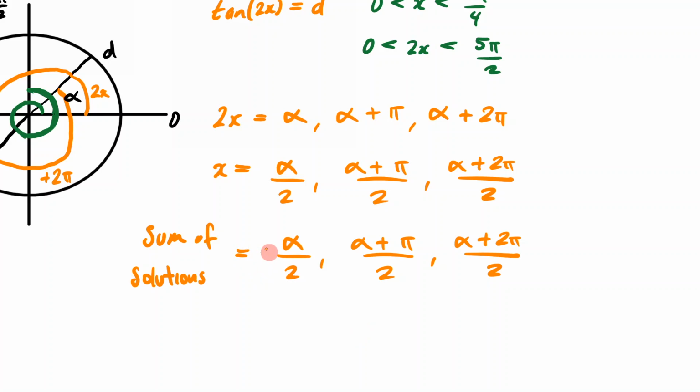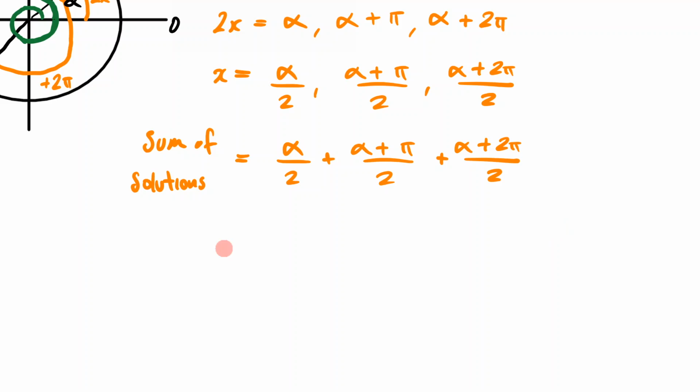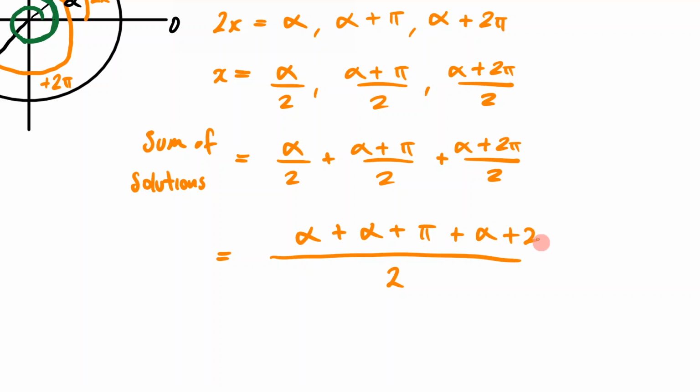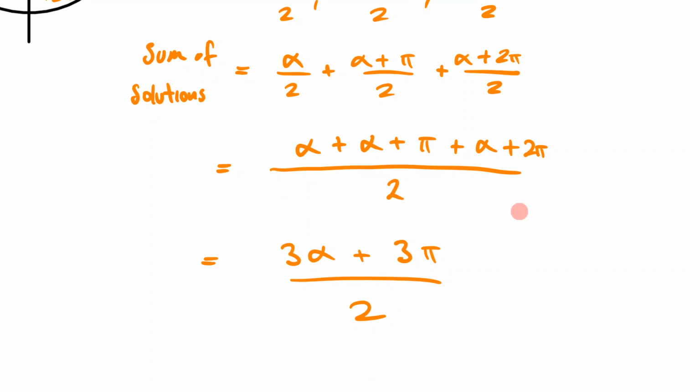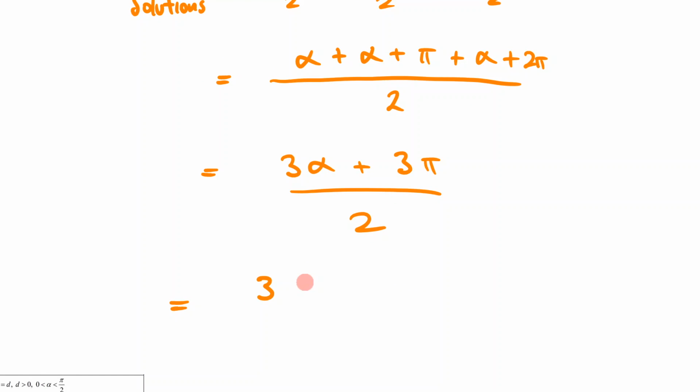So the sum of the solutions are going to be equal to this plus this plus this. All right, so that is going to be, well, I can see that all my denominators are the same. So it's just simply going to be alpha plus alpha plus pi plus alpha plus 2 pi, which means my answer is going to be 3 alpha plus 3 pi over 2, which is the same thing as I could take that 3 out and be left with this. This right here is going to be my answer.